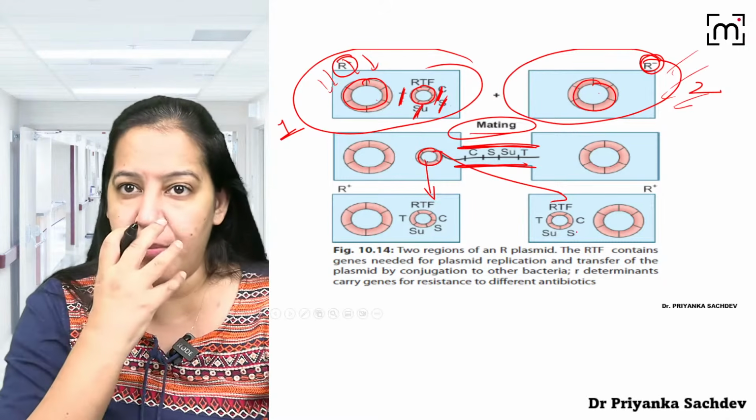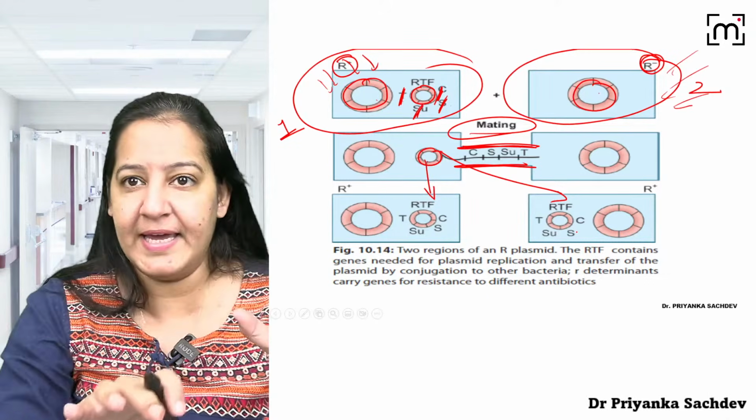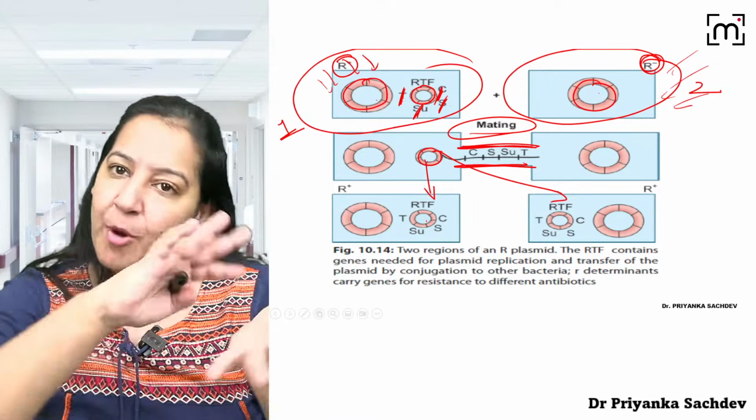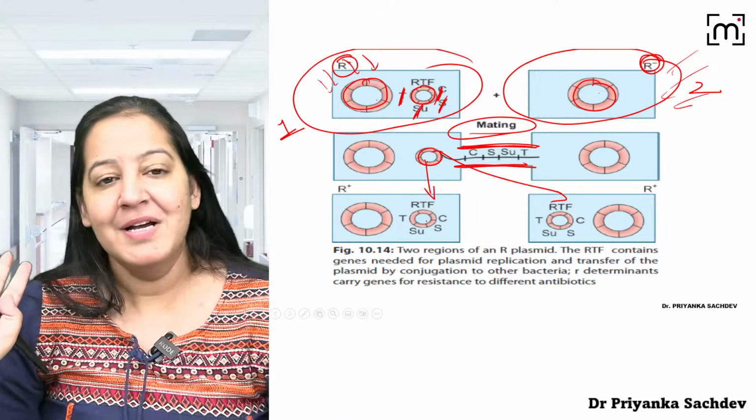So it is like in an aeroplane, first put on your own mask, then protect the other person. So the first copy will be kept by the same bacteria, and the second replicated copy will be given to another. You got my point? So this is the thing.